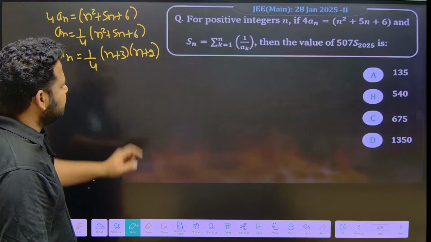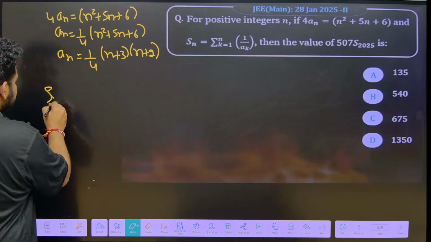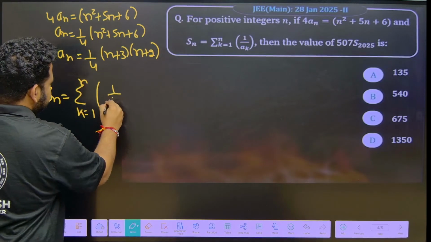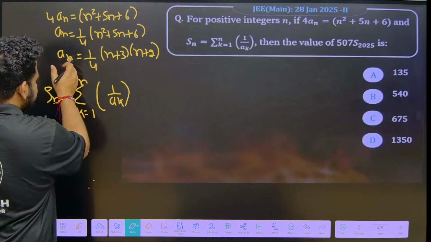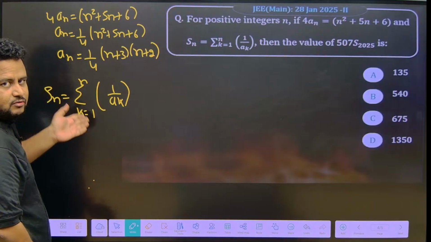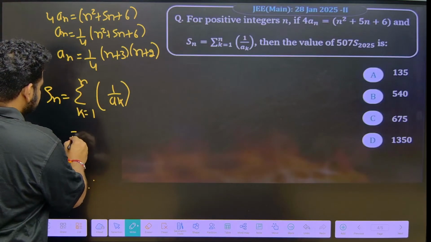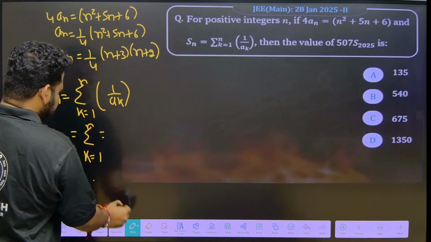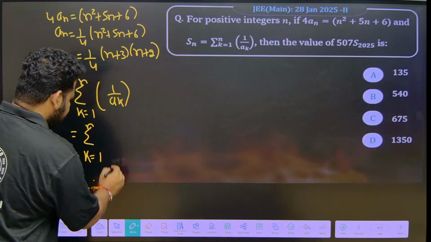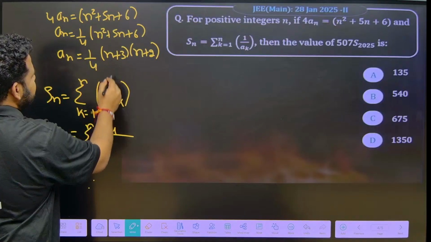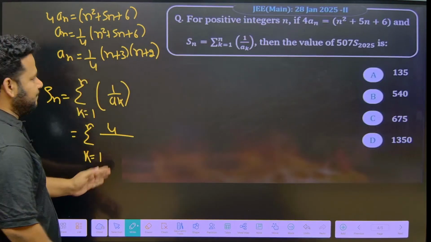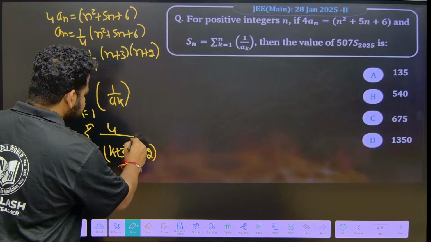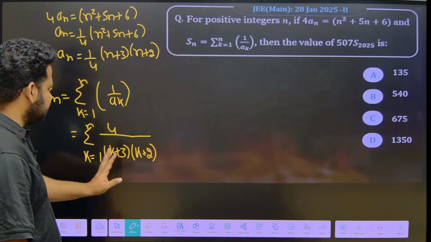Now, S_n they are asking. S_n is equal to summation of k running from 1 to n of 1 by a_k. This is nothing but I have to take a_n to the denominator, so 4 will go to the numerator. Here it is in terms of n, so I have to write it in terms of k. This will become 4 by (k plus 3) into (k plus 2).